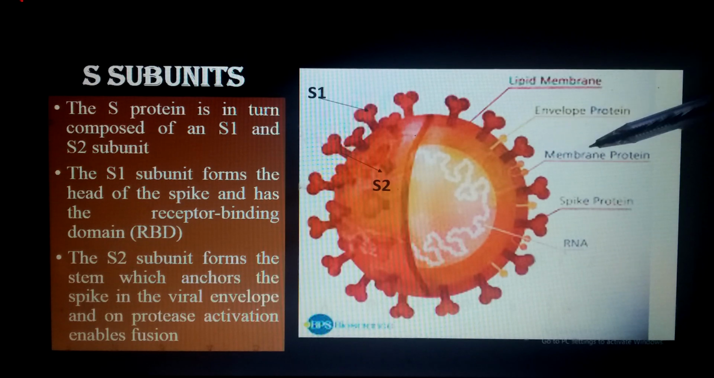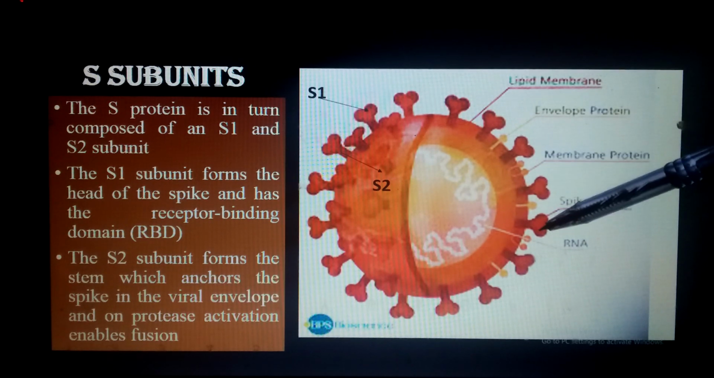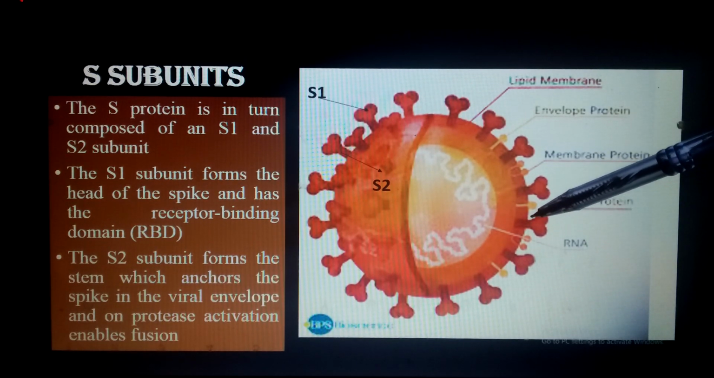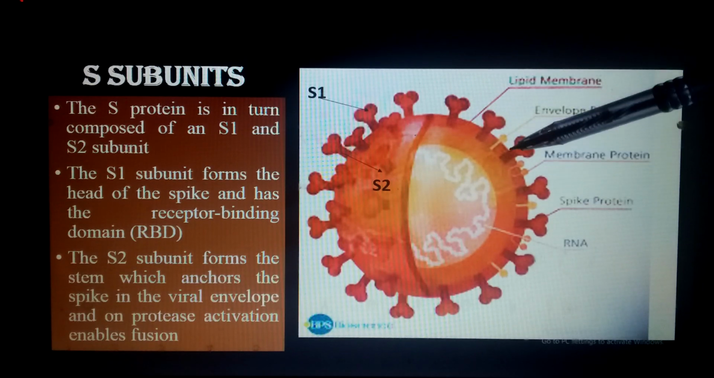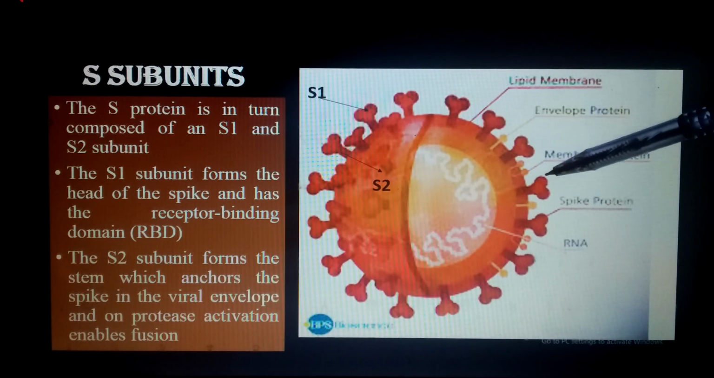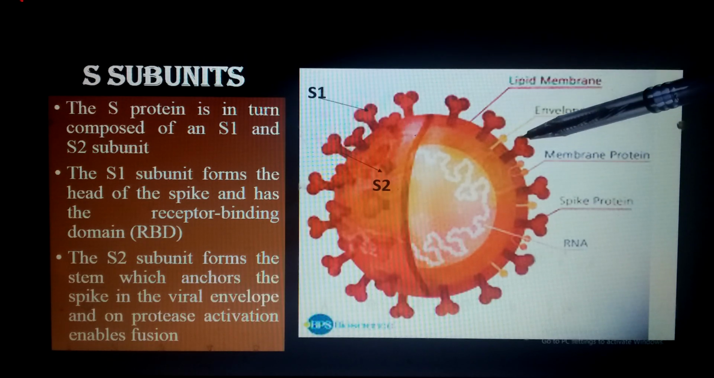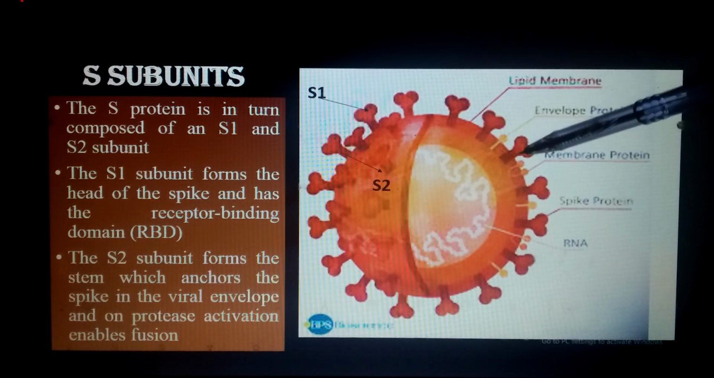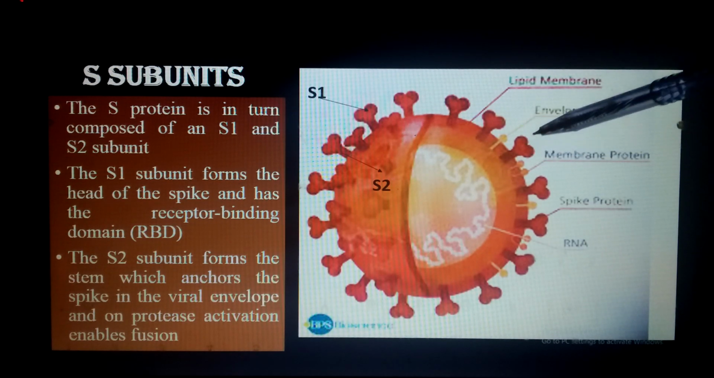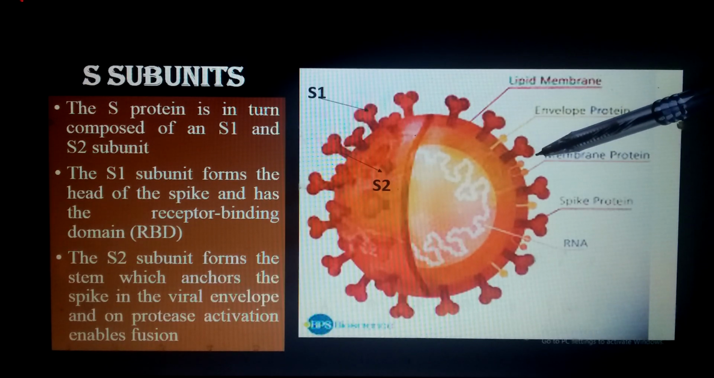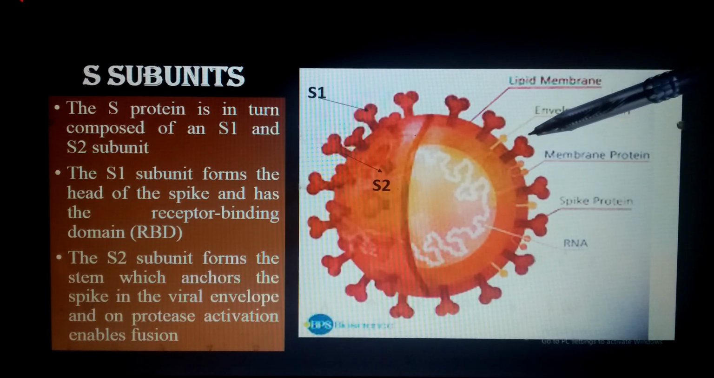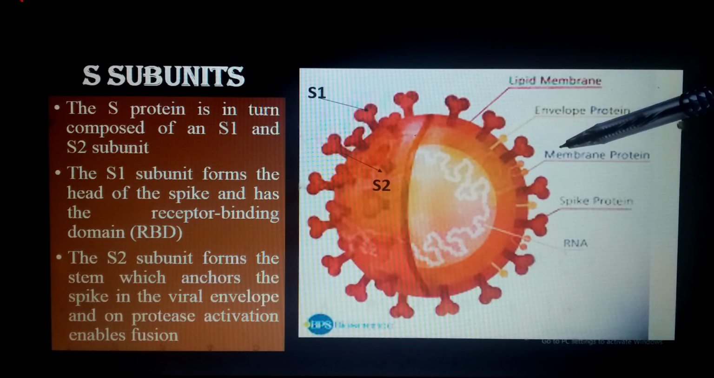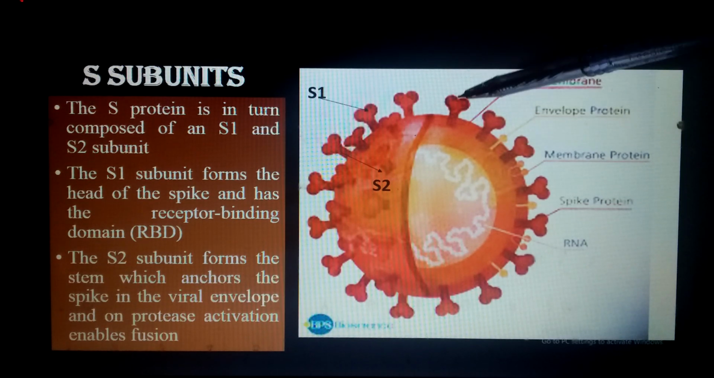ACE2, meaning the receptor on the surface of the cells in humans and other mammals, but here I am discussing the human. So I will just mention human cell membrane. So this spike S1 subunit first recognizes the receptor on the host cell membrane, then attaches to that receptor at the cell membrane and causes the infection.